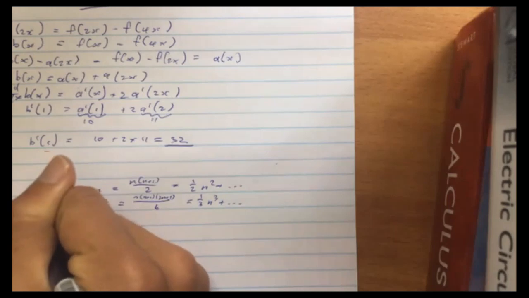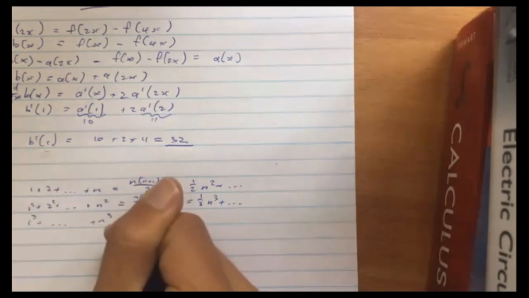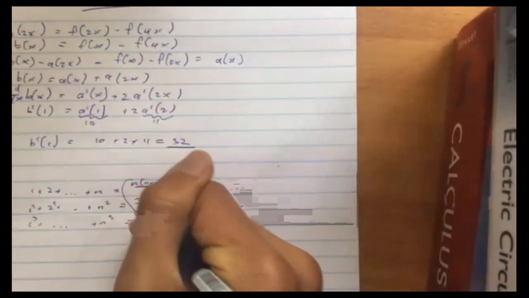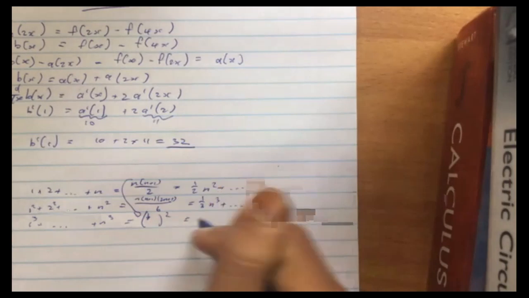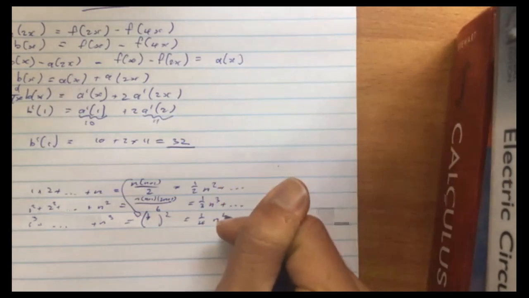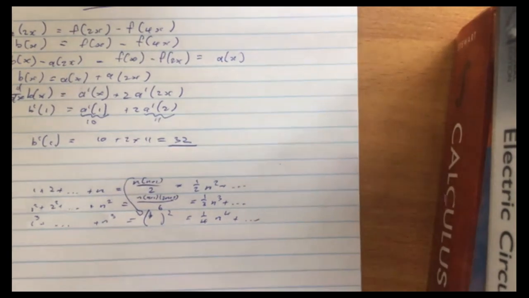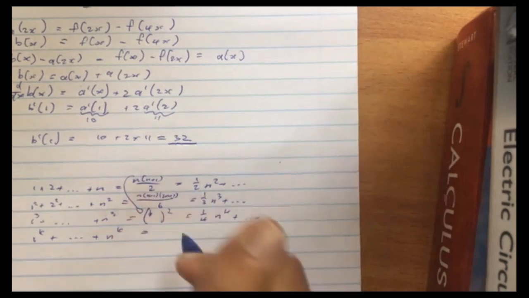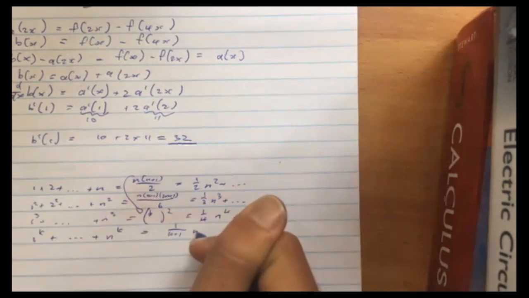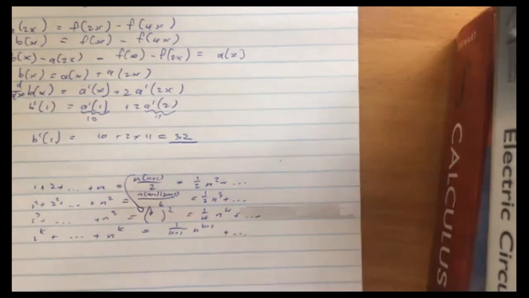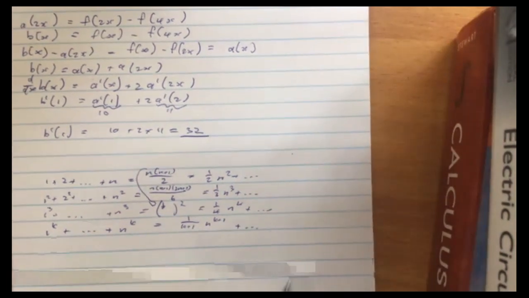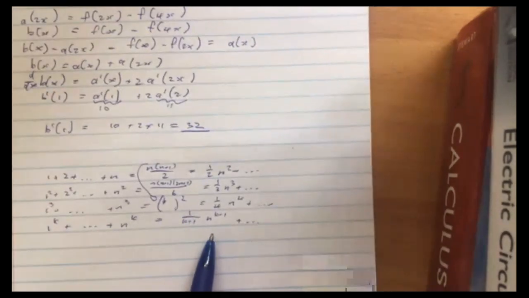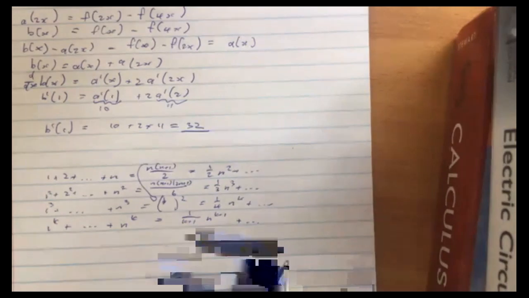And for the case with cubes, it's just this thing squared, which will turn out to be 1 over 4 n to the 4 plus something. So you can hypothesize that 1 to the k plus whatever up to n to the k will be 1 over (k plus 1) n to the k plus 1 plus something. And you can prove this by looking at the integral of this function f of x equals x to the k, and you'll see that it will be of that form.